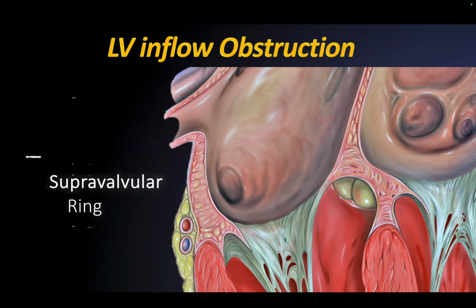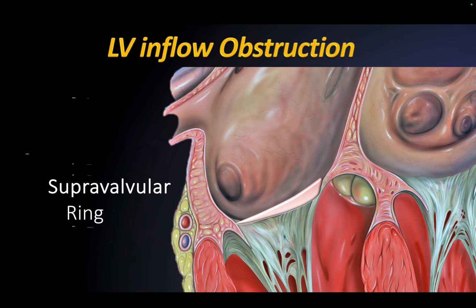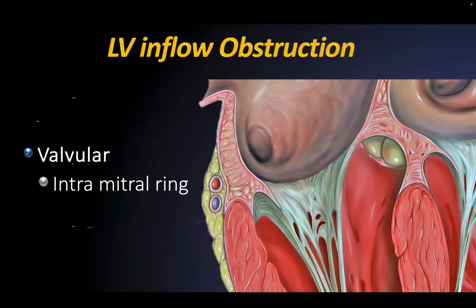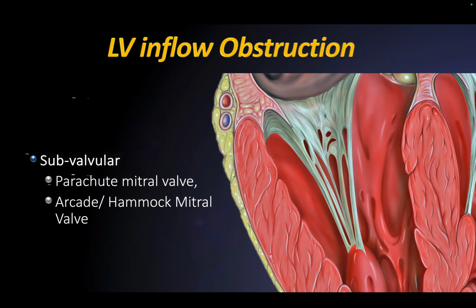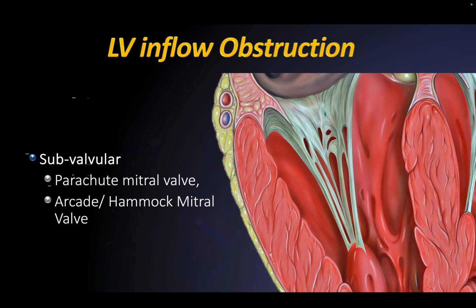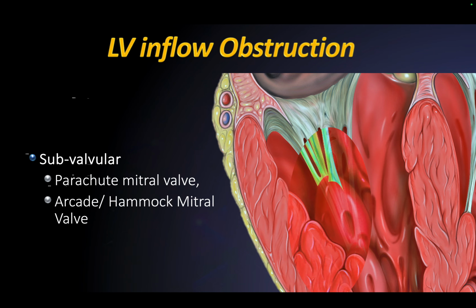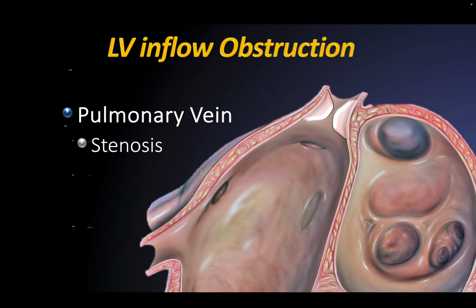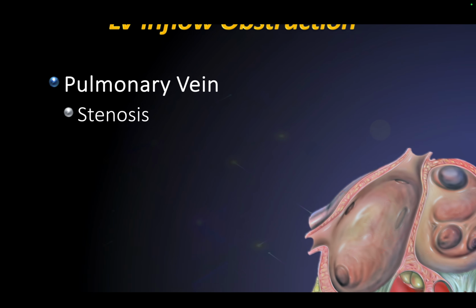Now, if it is below the left atrial appendage and at the level of the mitral annulus, then it's a supravalvular ring. If it is inside the mitral leaflets, then it's called intramitral ring. And in case it's below the mitral valve involving the apparatus, which is the commonest kind of congenital mitral valve, then you have these varieties. The pulmonary venous stenosis, that's what I'm going to show you a case about.